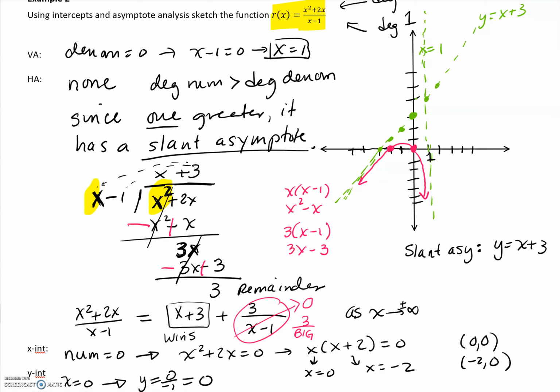Let's see what happens to the right of the vertical asymptote of 1. So I'm just going to pick x equals 2, put it in my function. That's going to give me y equals 2 squared plus 2 times 2 over 2 minus 1. Again, I'm going here in my function to see what I get. That's going to be 4 plus 4, which is 8. 8 over 1 is just 8. So the ordered pair 2, 8 is somewhere up here, let's say, on my graph.